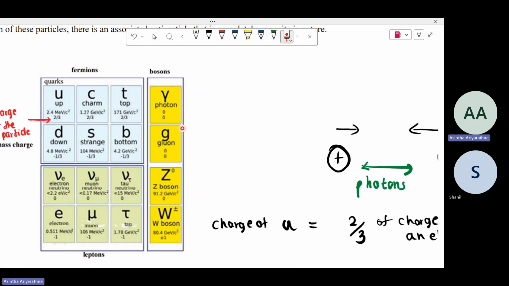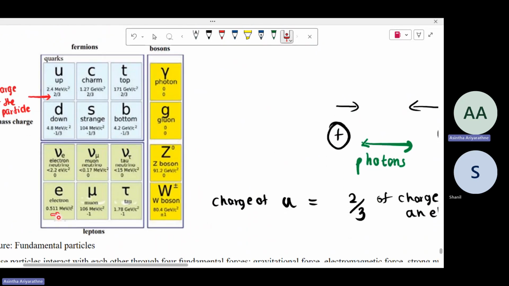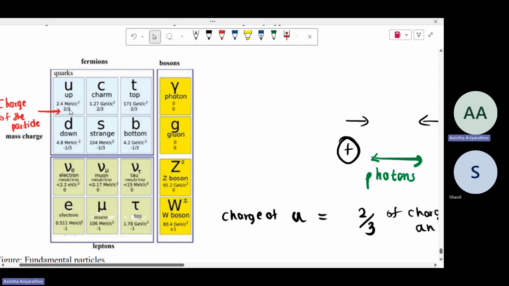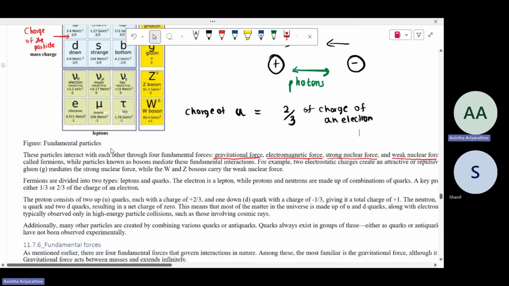Here you can see the charge of the electron is -1. These three neutrinos don't have any charge. Electron, muon, tau all have -1 charge. Up, charm and top have positive 2 over 3 of the charge of an electron. Down, strange and bottom have -1 over 3 charge.